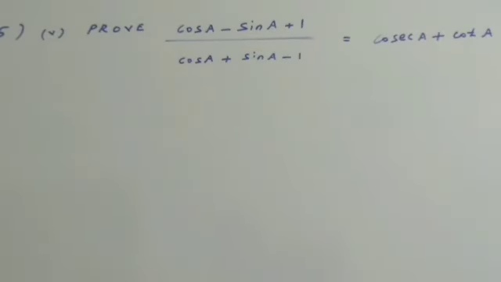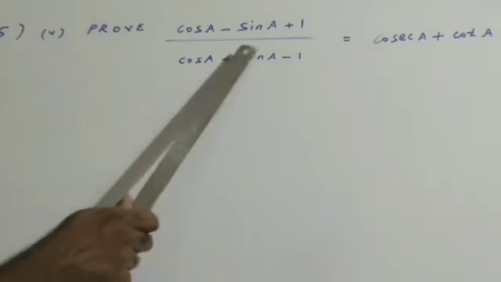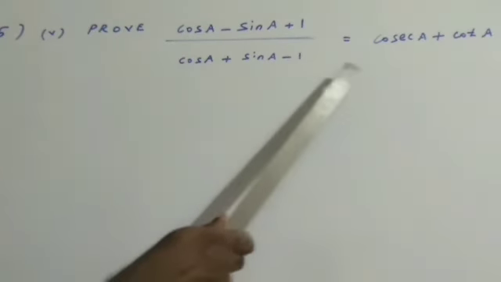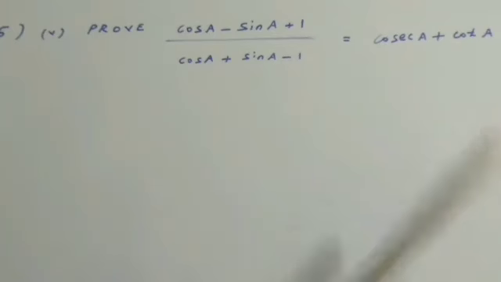Now listen about question number 5 in that subdivision 5. Prove cos A minus sin A plus 1 divided by cos A plus sin A minus 1 equals cosecant A plus cot A. The hint is given that cosecant square A equals 1 plus cot square A.